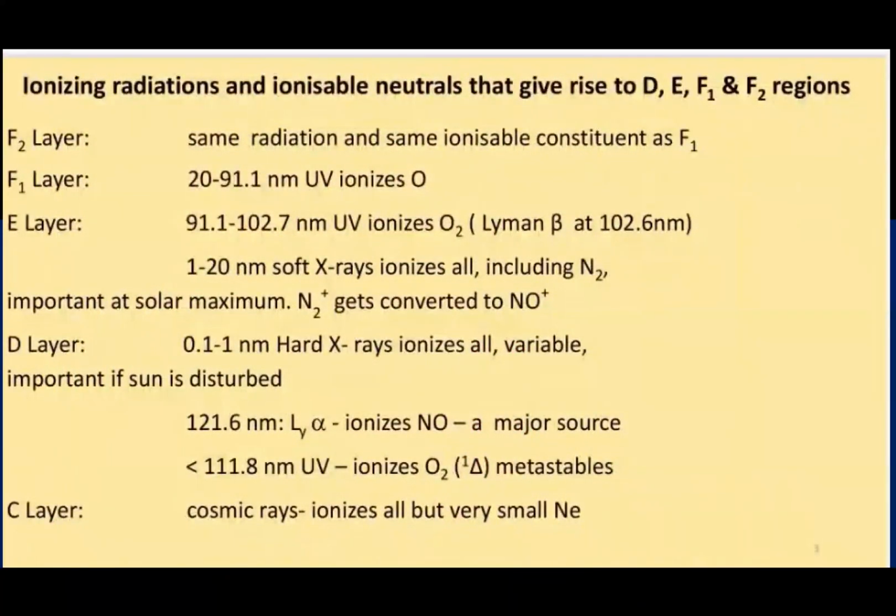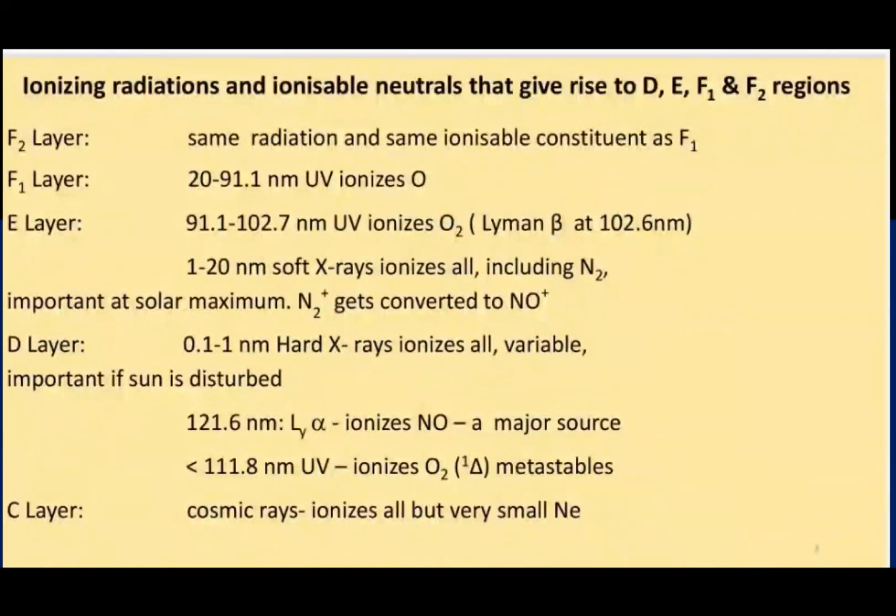Now let us see what are the ionizing radiations and ionizable constituents or neutrals that give rise to these different regions. The topmost layer is the F2 layer, which is produced by the same radiation and the same ionizable constituent as F1. So let us see what is producing F1 layer. The solar radiation in the wavelength range between 20 to 91.1 nanometer is ionizing atomic oxygen. That is what we saw, the O plus is the main ion there. So in the F1 layer, and same thing is happening in the F2 layer also.